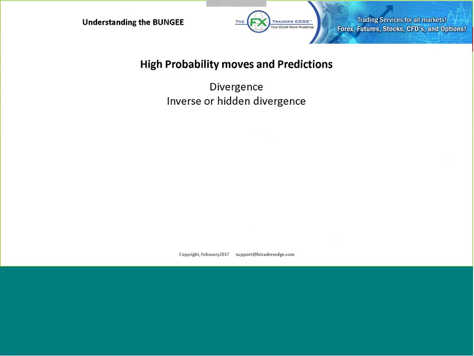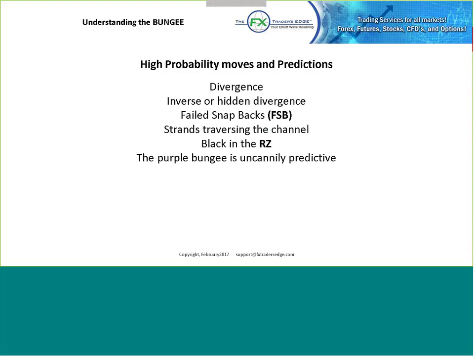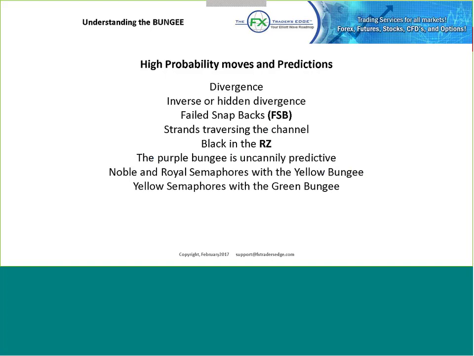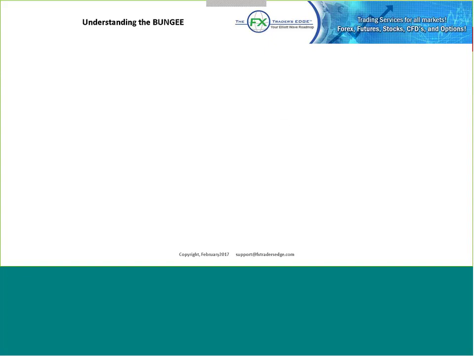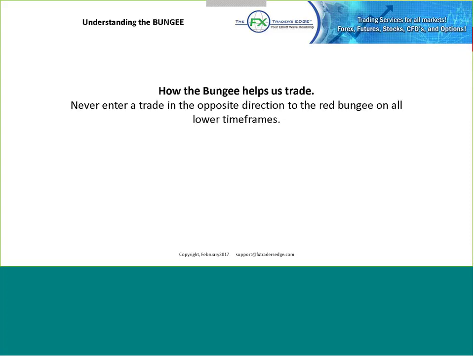We're going to look at divergence, inverse and hidden divergence, failed snapbacks, Bungee's transtraversing the channel, black in the reversal zone. The purple bungee is uncannily predictive. It is. For a lagging indicator, it is brilliant. We're going to look at that. Noble and Royal Semaphores with the yellow bungee. Yeah, we'll look at that. Yellow Semaphores with the green bungee. We've already touched on those. And we will also look at how the bungee helps us trade. Those will be next time.